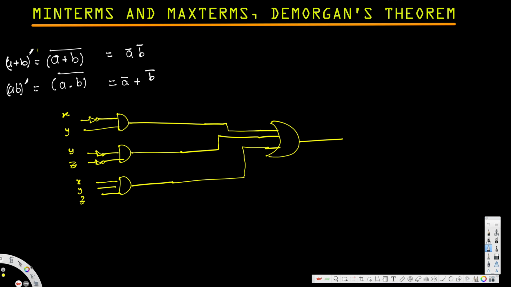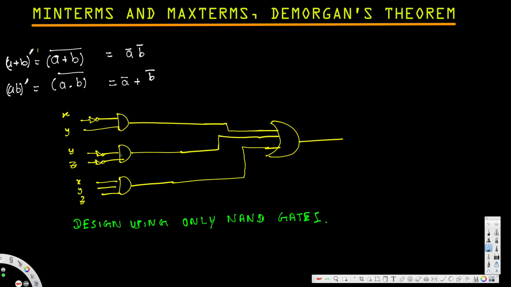Okay, and the question here is asking: design this circuit using only NAND gates. Okay, now let's see how we can do this.